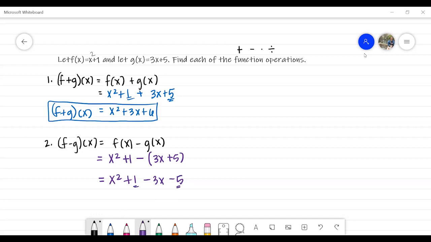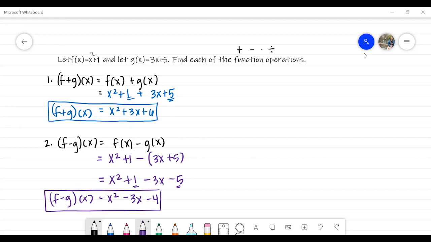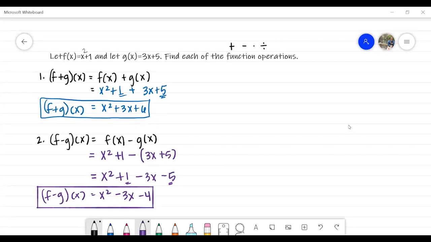Again, we still have like terms, and we end up with f minus g of x is x squared minus 3x minus 4. So it's slightly different. It's not exactly the same, but they behave kind of similar to each other.